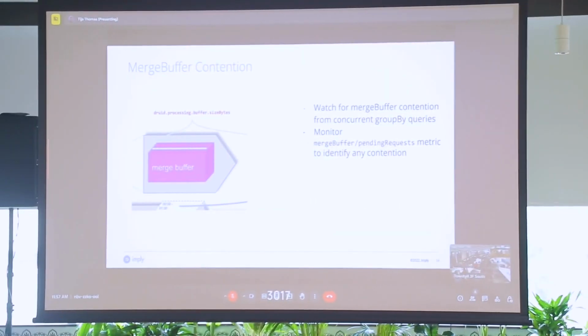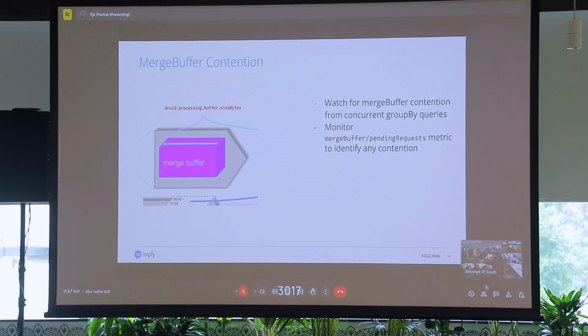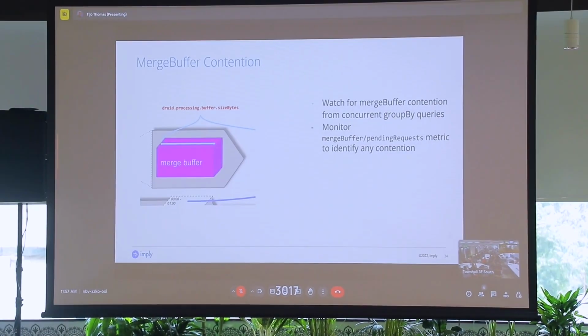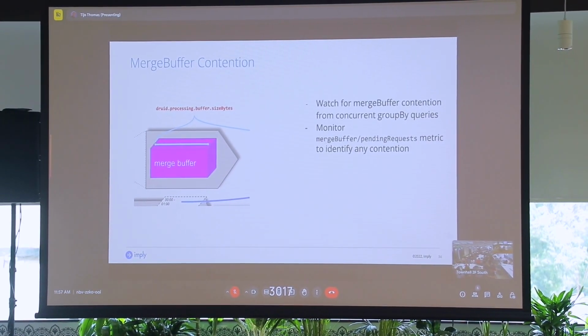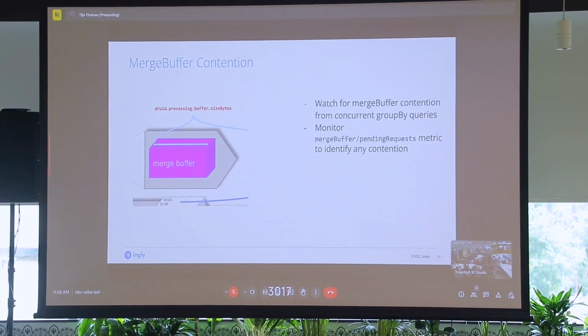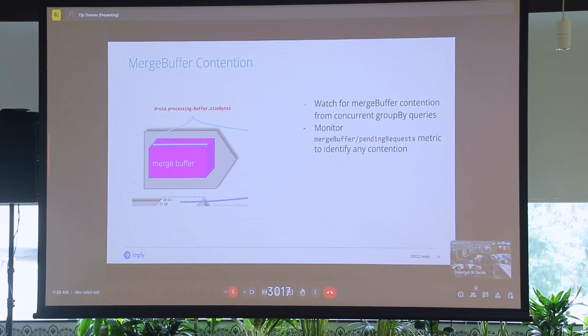Okay. Now another is merge buffer contention. I will not go into this in detail, it's slightly high level, so maybe we can skip this. Once you get into the Druid stuff, it will make sense. But always look for the merge buffer pending requests. How many merge buffer requests are there? Based on that, you can tweak this parameter.